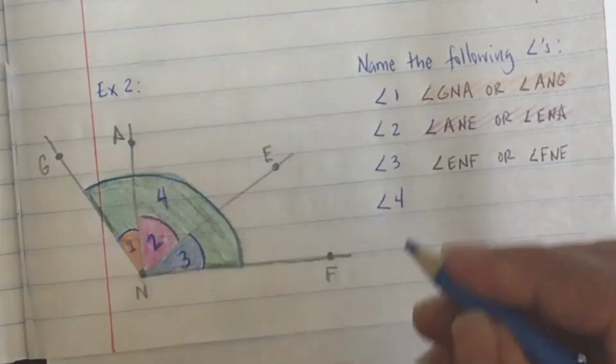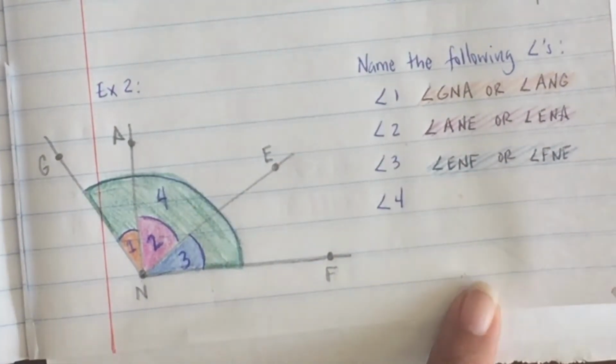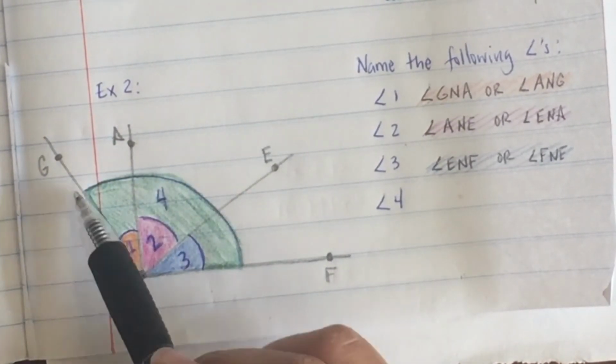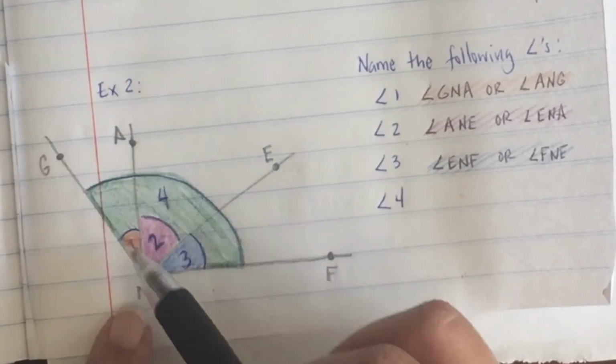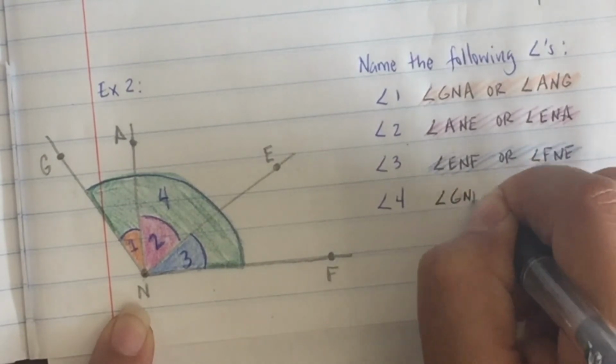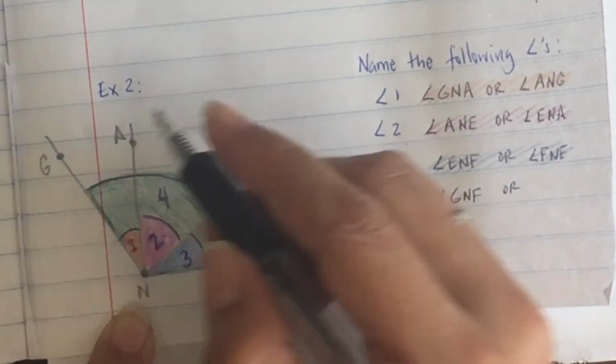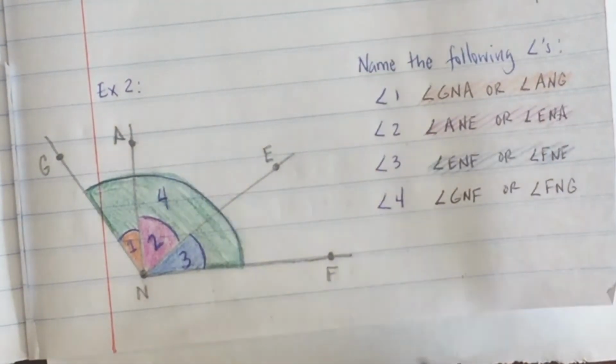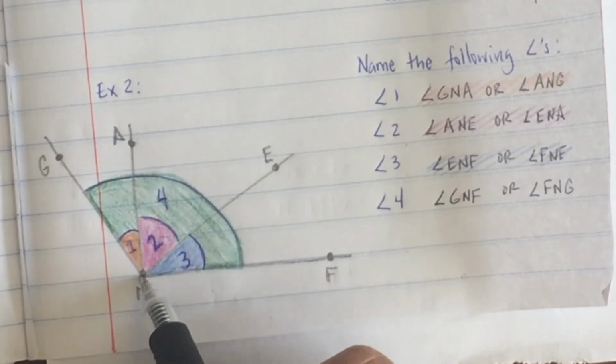Alright, angle 4 is the whole thing. Again, find the V, then find the vertex. So it's going to be G, N, F, or angle F, N, G the other way. As long as the vertex is always in the middle.